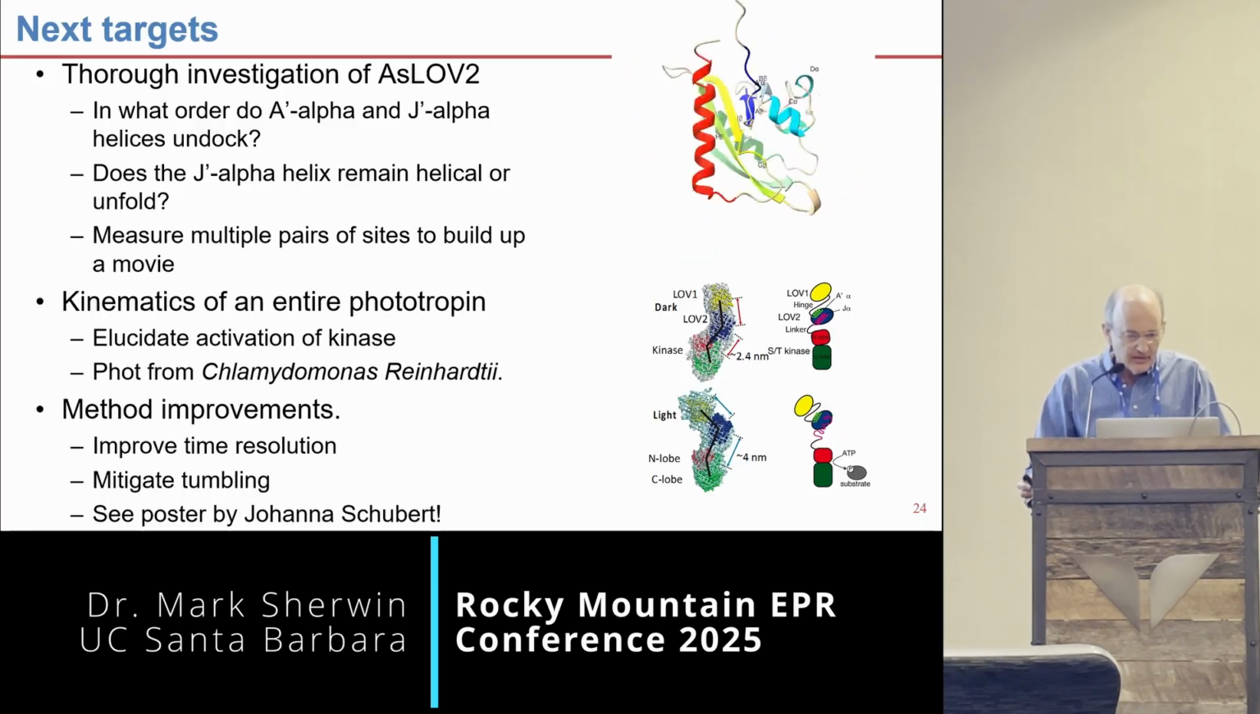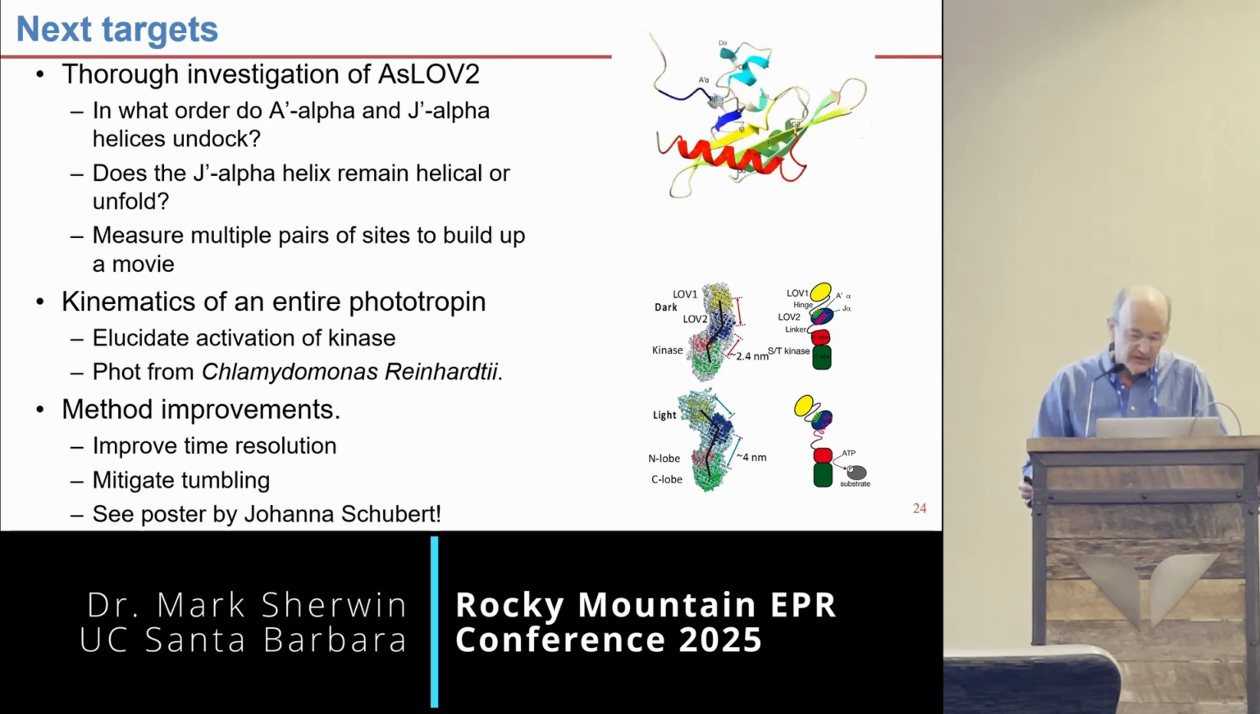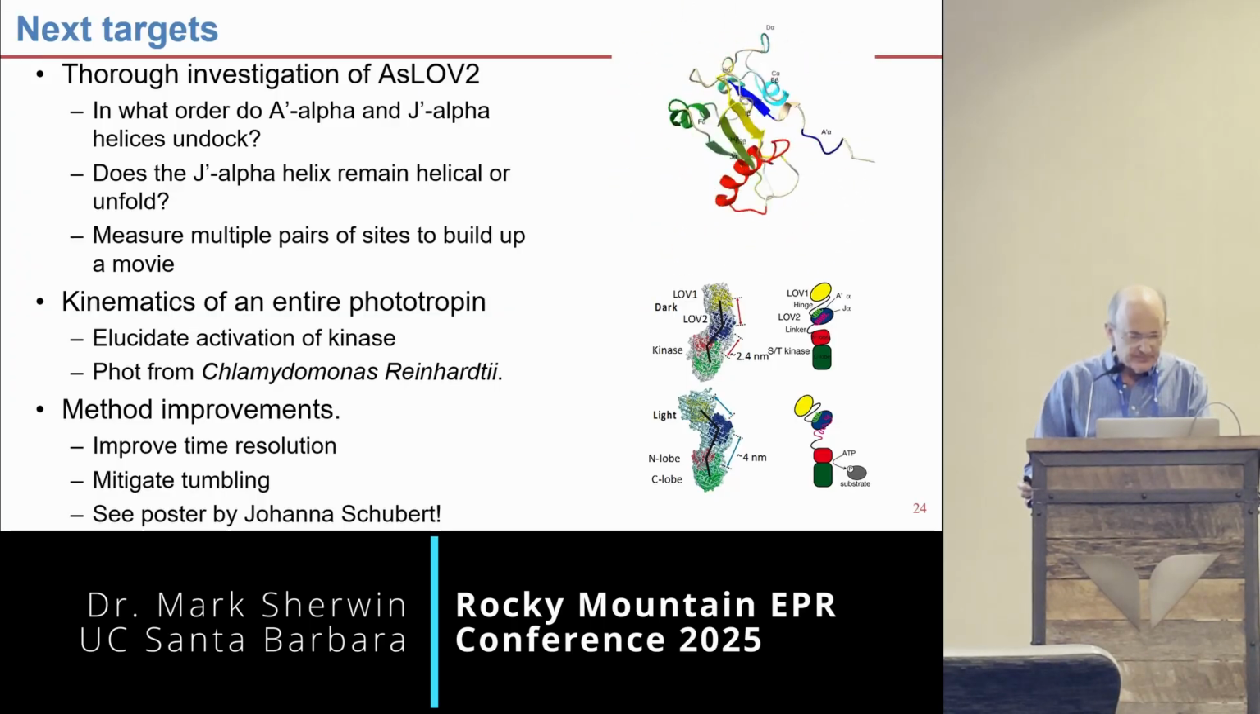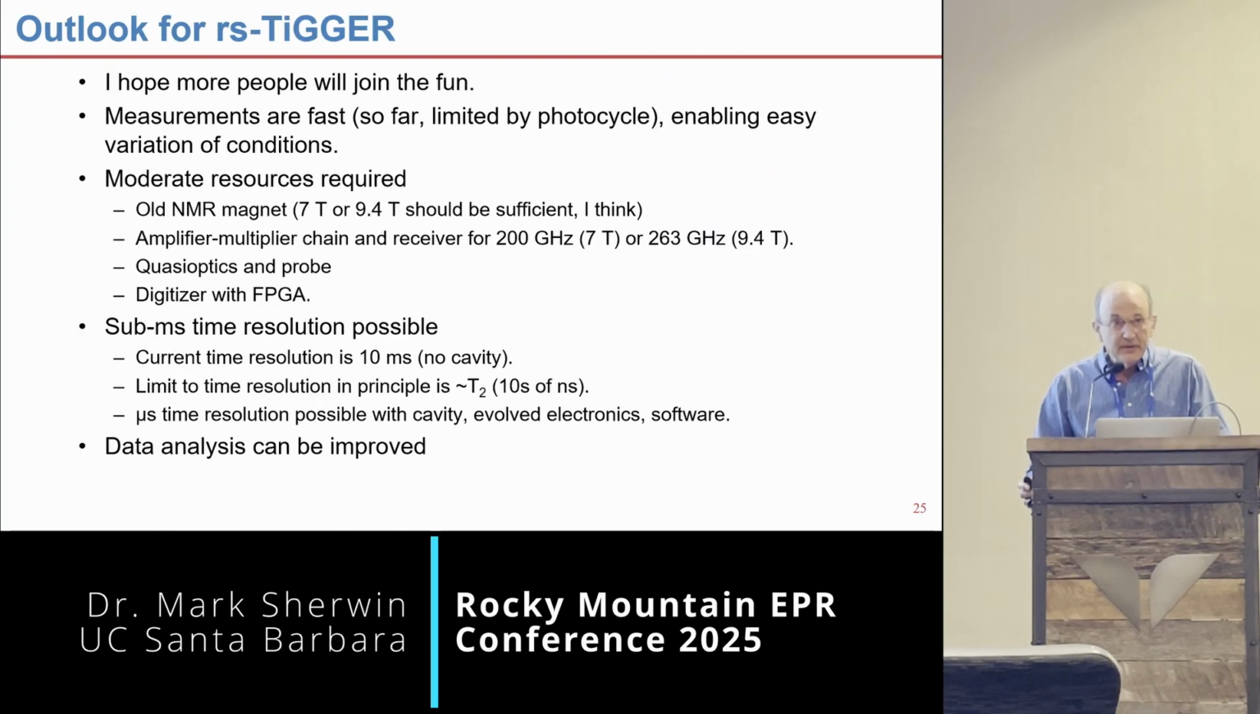There are many improvements that are needed for this method. We know we can improve time resolution. We'd like to mitigate tumbling, and I'll encourage you to see the poster by Johanna. And the outlook, well, I hope that more people will join the fun. These measurements are fast, so far limited by the photocycle, and so we can easily vary conditions. Moderate resources will be required to build such a system. If you have access to an old NMR magnet, 7 Tesla or 9.5 Tesla, I think that should be sufficient, along with some electronics. That cost is non-trivial, but we'd be happy to help.